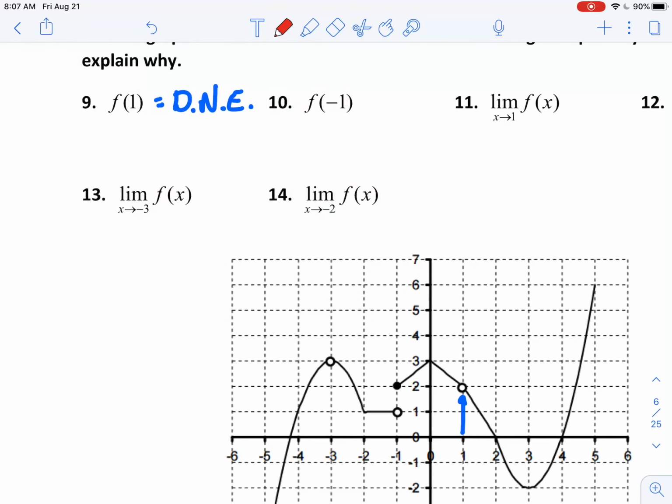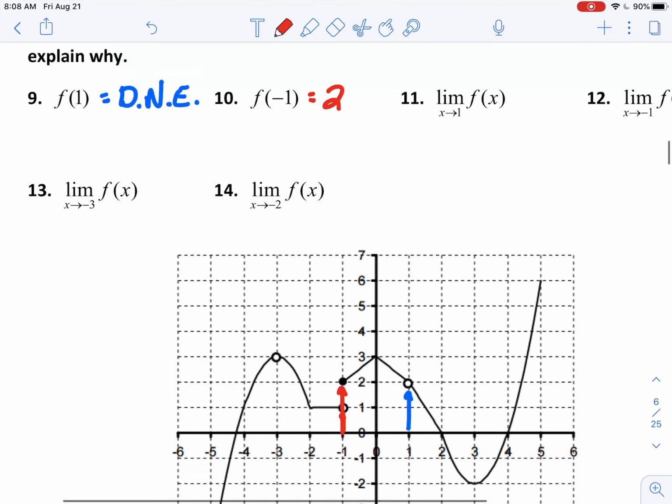Let's see, f of -1. F of -1, over here at -1, oh, I have a little break in my graph, and I have two parts of my graph coming together, but not together, separate. So the empty dot means that is not a value of f of -1, but the solid dot is, so I would say that this is equal to 2.